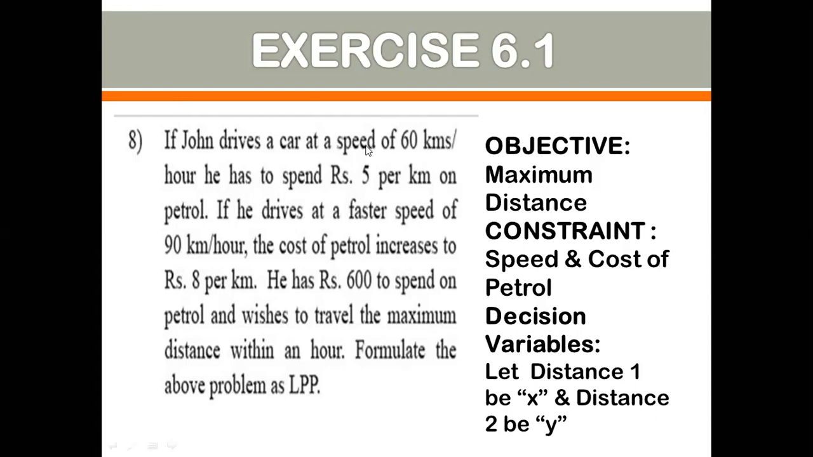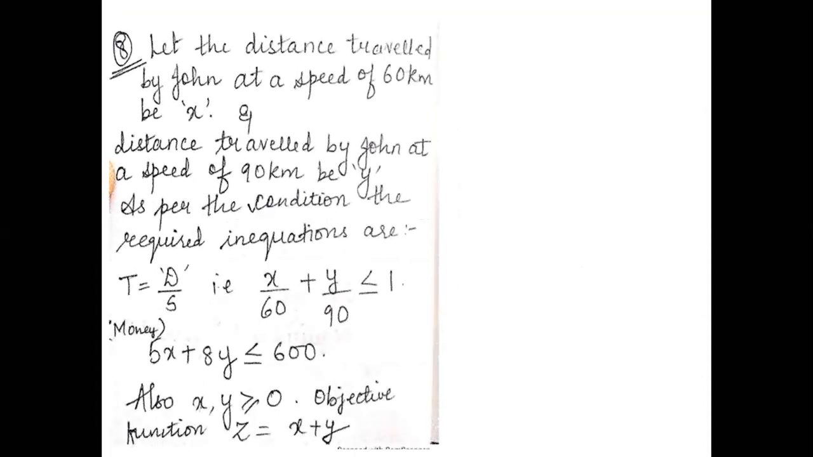Also, if at 60 kilometers per hour he is driving, he will have to spend 5 rupees per kilometer for petrol. At 90 kilometers per hour, he will have to spend 8 rupees for petrol. So 5x and 8y together he can spend only 600. He will not spend a single rupee extra. That means maximum he has 600 rupees to spend. Okay. So this is what we are going to solve here. So pay attention.